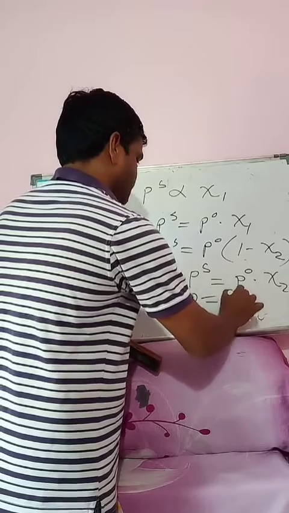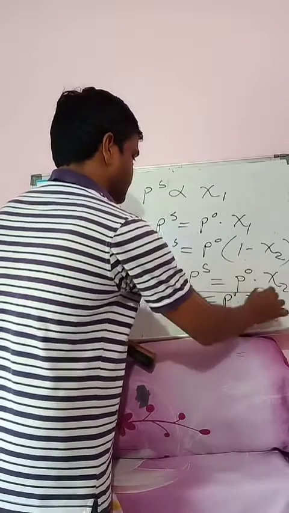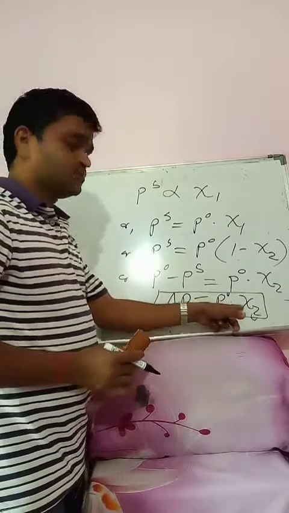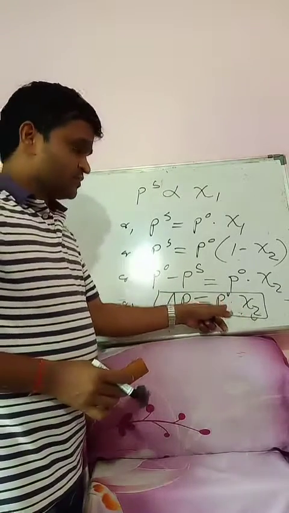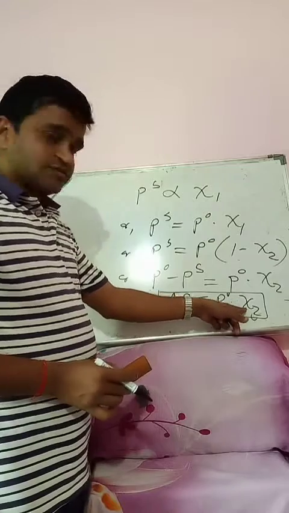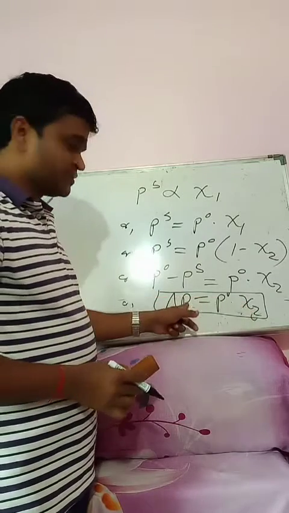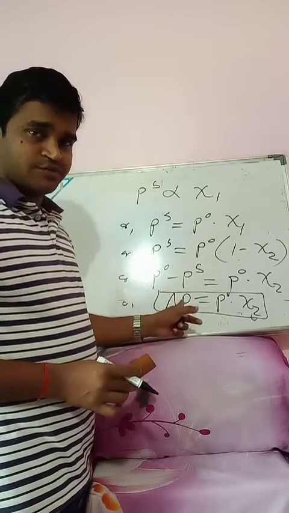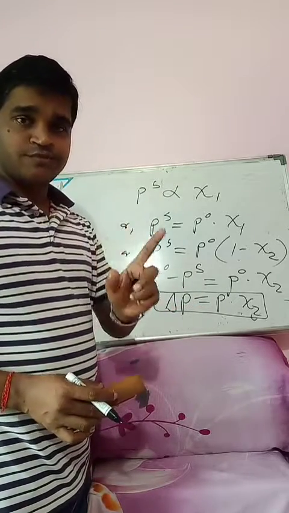Delta P is P naught into xi2. What is xi2? Mole fraction of a solute. What is delta P? Delta P is P naught minus Ps. This delta P term is called lowering in vapor pressure.